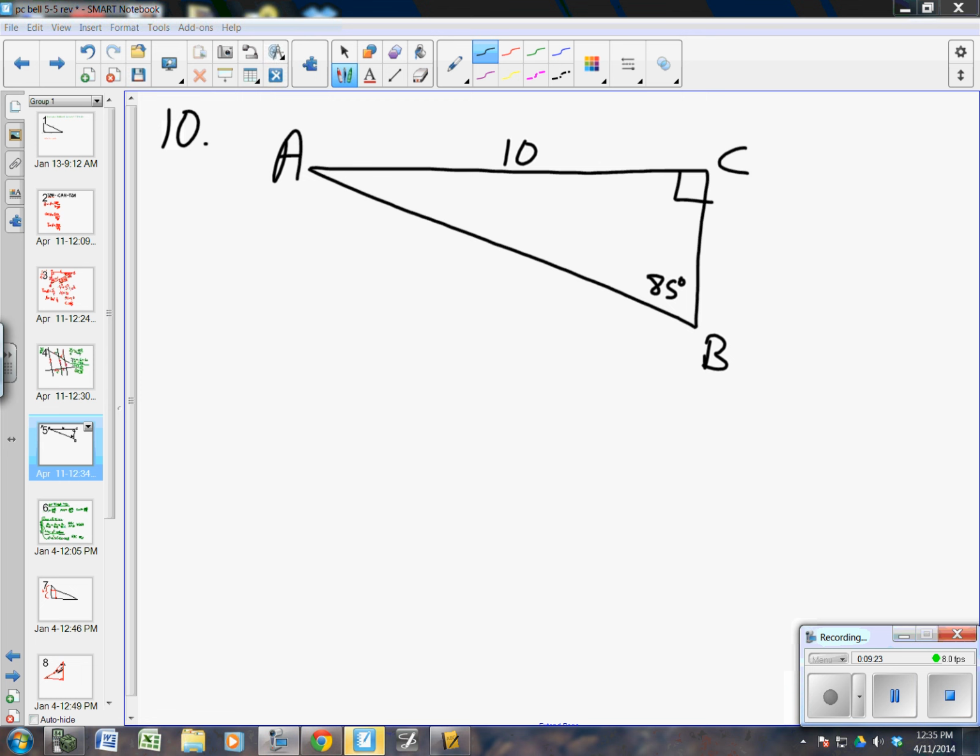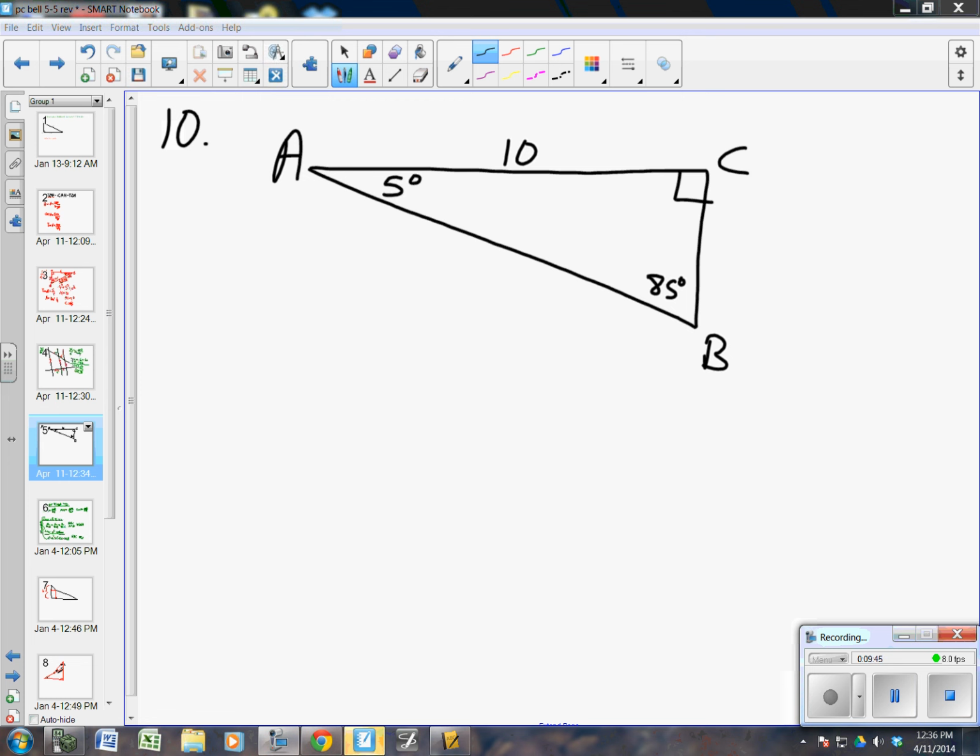Okay, look at this one, you guys. We've got to solve this triangle. We've only got one side and one angle other than the right angle. So where do you want to start? Do you want to find one of the sides? You want to find the hypotenuse first? Find the other angle. Well, yeah, the other angle is real easy. What is it? 5 degrees.